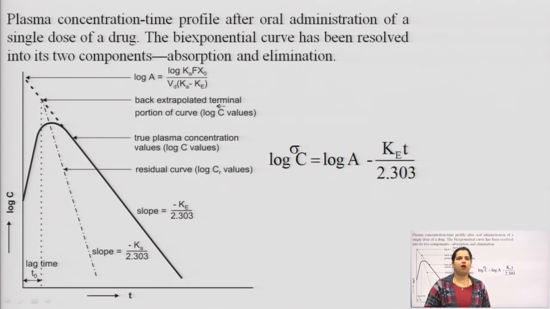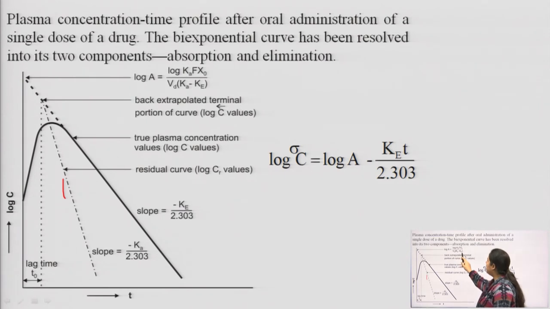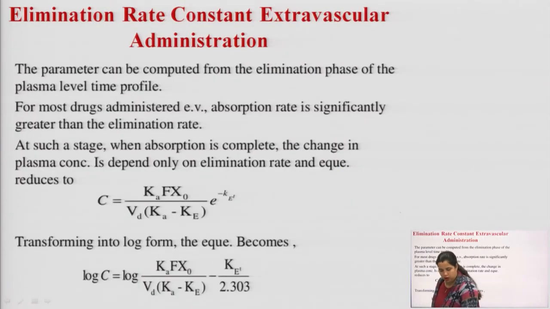Plasma concentration time profile after oral administration of a single dose of a drug. The bi-exponential curve has been resolved into two components, absorption and elimination. So, we have divided this graph into two phases, one for absorption and the second for elimination. You see here this is a semi-log graph, so this is log C and this is time t. This is the lag time. Here log A is equal to log KA F X naught divided by Vd (KA minus Ke). So, you see this formula for log C. We are taking it for calculating the elimination rate constant.